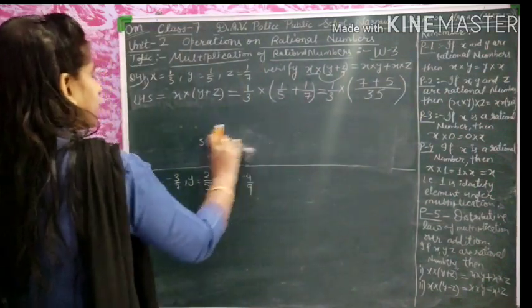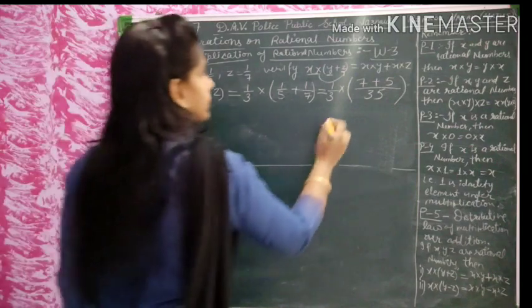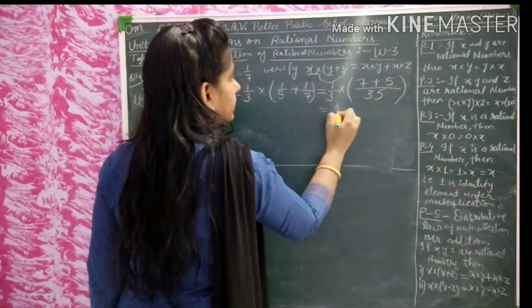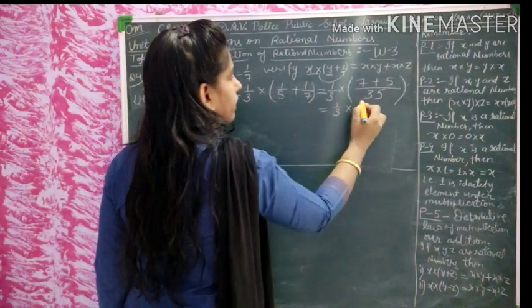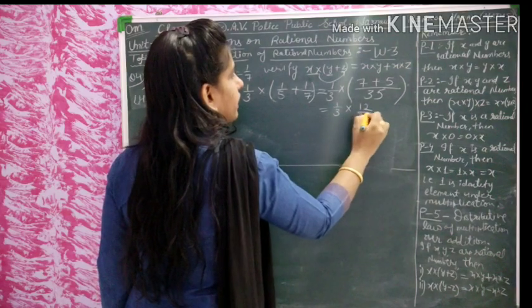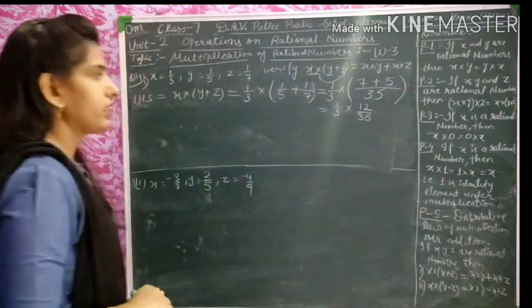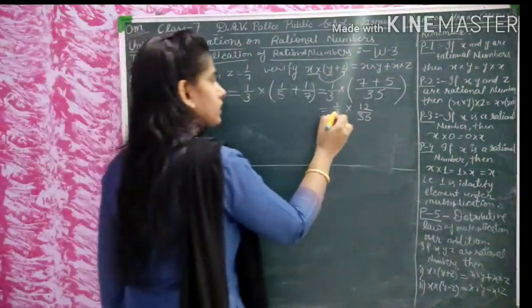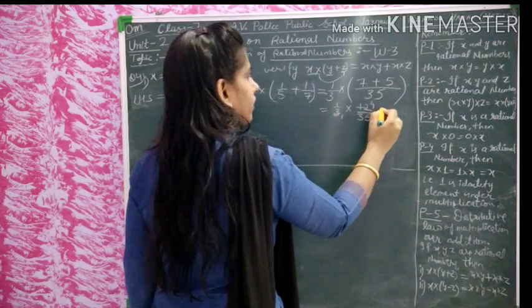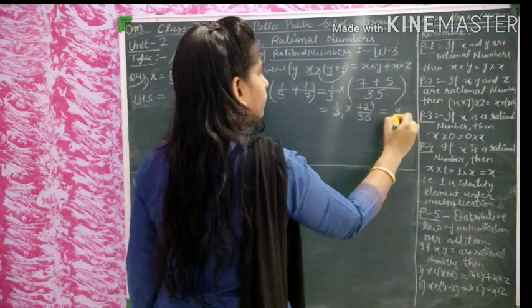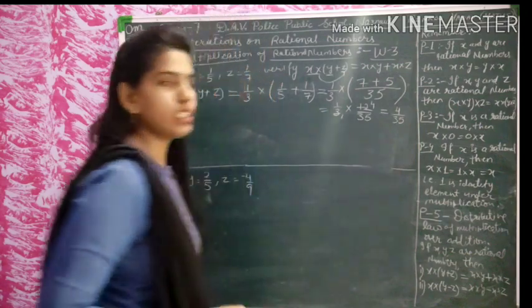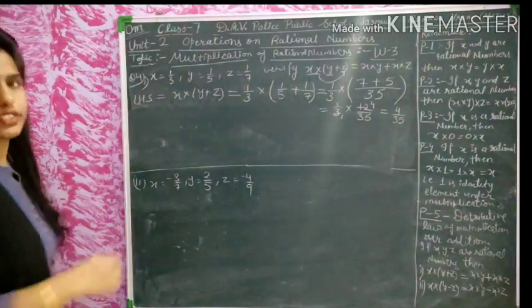So students, you are seeing here the answer is 1 by 3 into 7 plus 5, that is 12 divided by 35. Any number? Yes. 3 1 is 3, 3 4 is 12 here. And we will get here 4 by 35 as the answer to LHS.